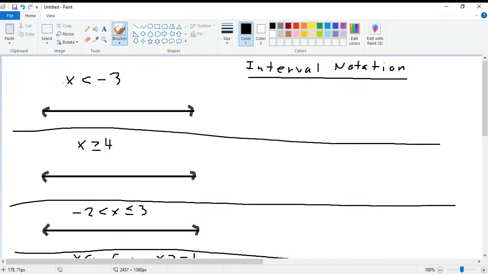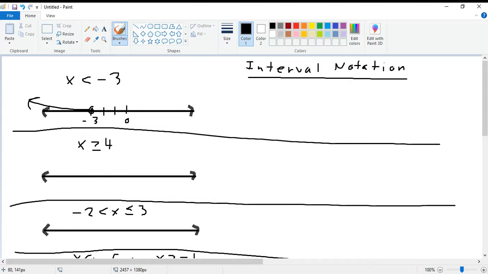If we wanted to graph x is less than -3, we would go to -3 on your number line, and we would put an open circle on -3. Since we're shading less than -3, we're going to go to the left of -3 for your shading.